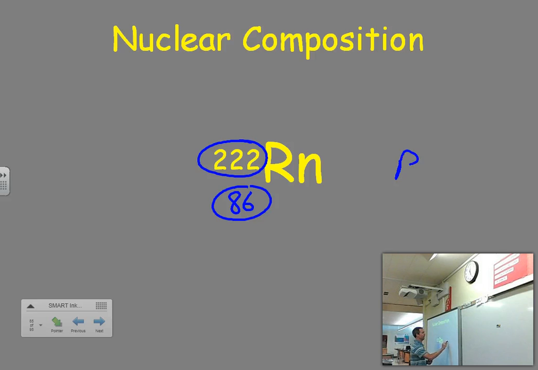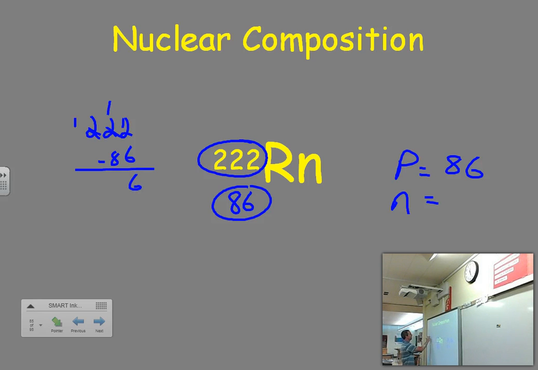So I can go ahead and label that right now. Protons, I have 86, and then neutrons I can figure out because 222 is the number of protons and neutrons, and 86 is the number of protons. So that means the difference between those two is the number of neutrons. So I'll take 222 minus 86 and do some simple math here, and I should get 136 neutrons. Okay? So that's how you figure out the composition of the nucleus.